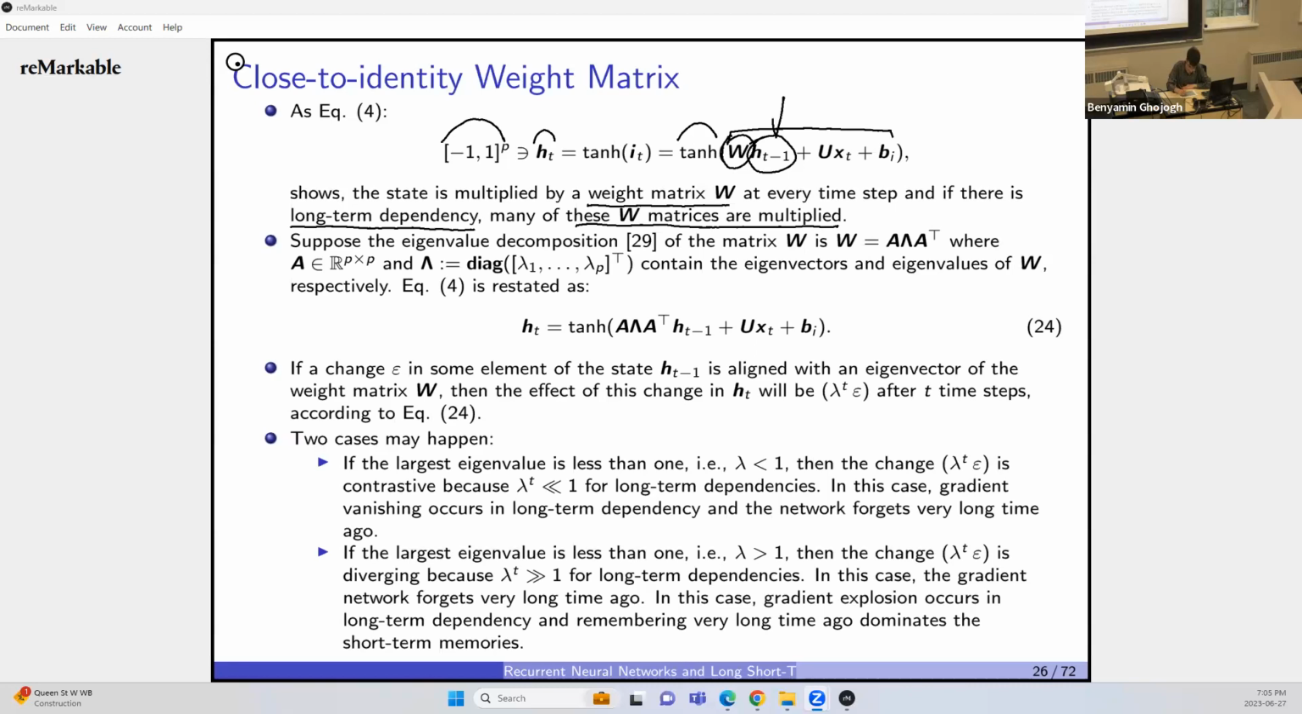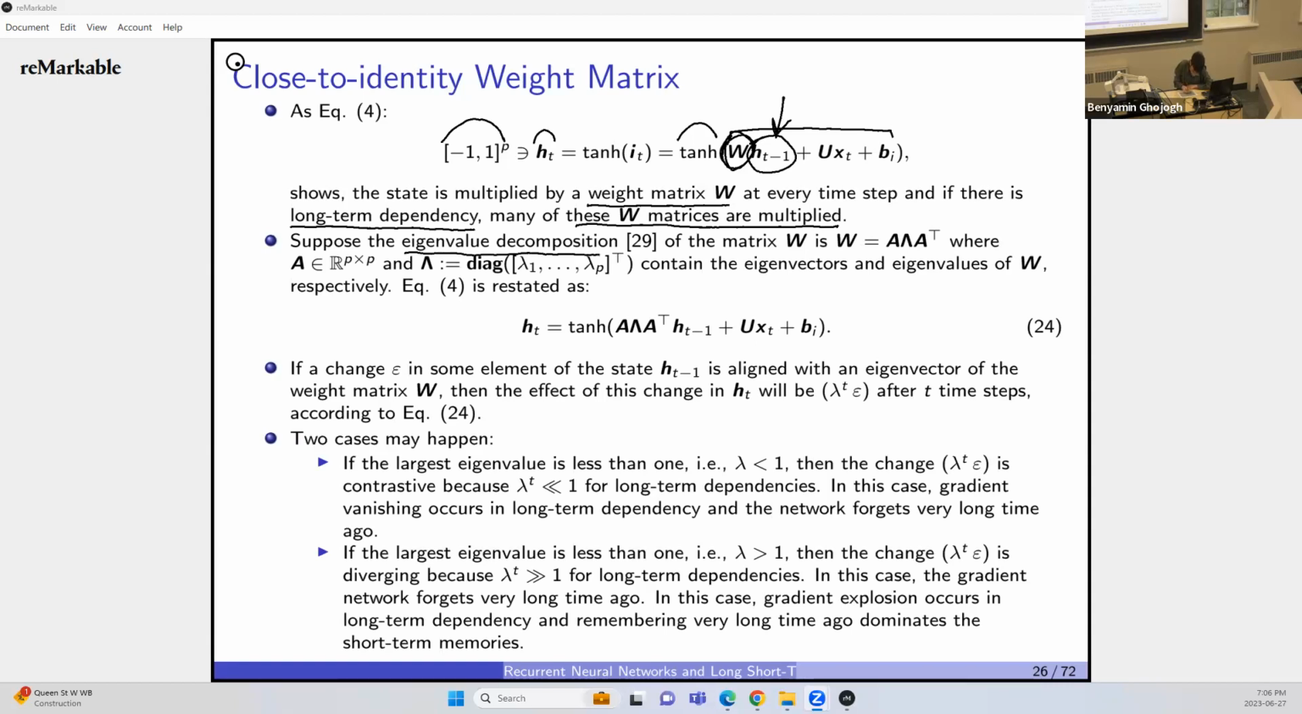Why? Because of the recursion. So we have H_{t-1} here multiplied by W, but this H_{t-1} can be written as the hyperbolic tangent of W H_{t-2} plus U X_{t-1} plus B_i, right? Then if you write it recursively, you will see a lot of W's will be multiplied by each other. So now let us work on the matrix W in order to resolve the issue of gradient vanishing. So what do we do?